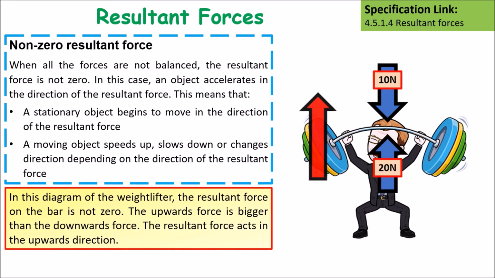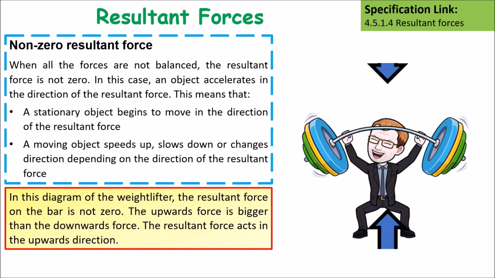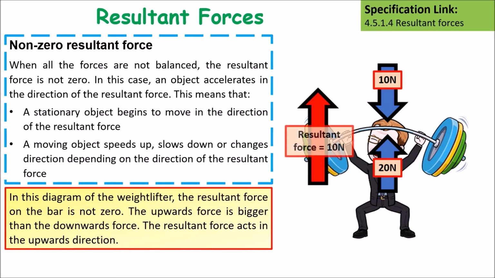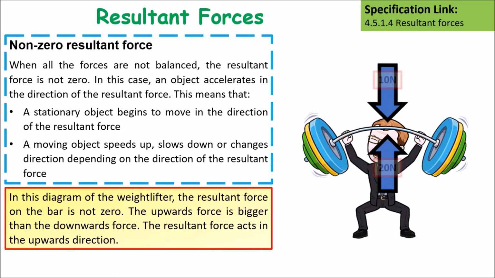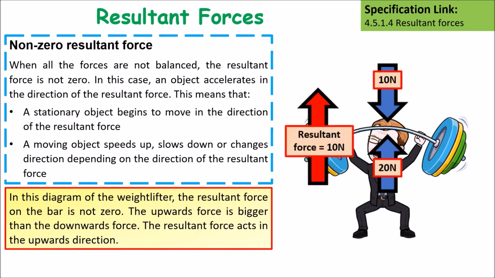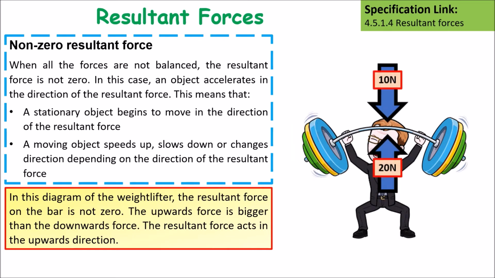So in this diagram of the weightlifter, the resultant force on the bar is not zero. The upward force is bigger than the downward force, so the resultant force acts in an upwards direction.